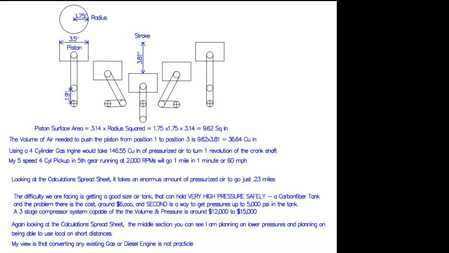Now I have a five-speed four-cylinder pickup, and running in fifth gear at 2,000 RPMs, I can go 1 mile in a minute, or it's going 60 miles an hour. So in a minute, if we go look at a spreadsheet, it takes an enormous amount of air to pressurize and run a system like that.